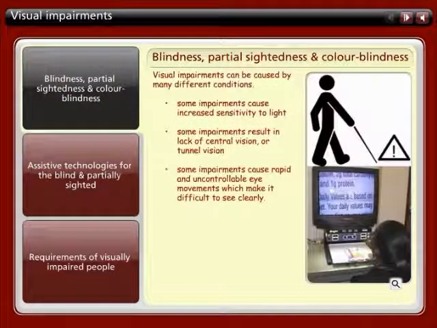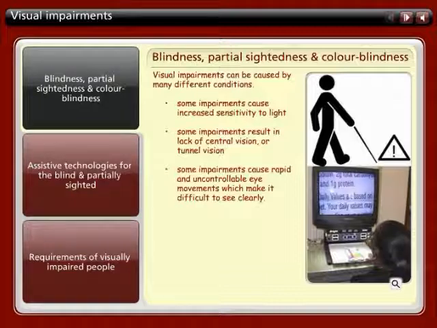When discussing visually impaired people, it is important to distinguish between partially sighted people, that is, people having low vision, and people with no useful vision, which is called blindness. This distinction is important because these two groups interact with information and devices in very different ways.